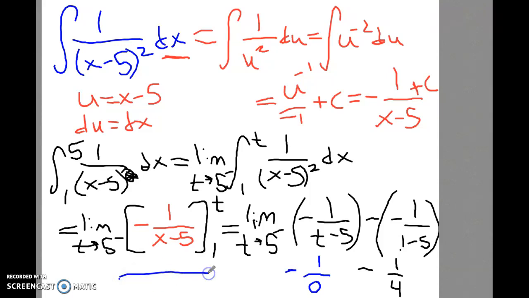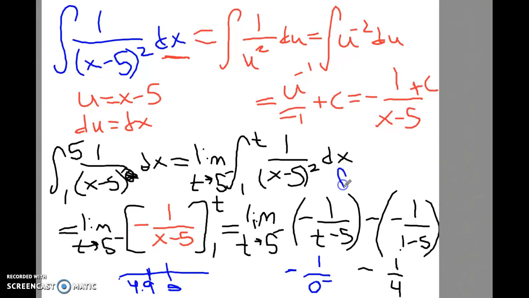To think about that, t is approaching 5 from the left. If we were plugging in values to investigate this limit, we would plug in values like 4.9 or 4.99. So if you take 4.9 minus 5, that's going to be a negative number. You take something slightly less than 5, because we're approaching from the left, and then subtract 5, you're going to end up with something just slightly negative here.